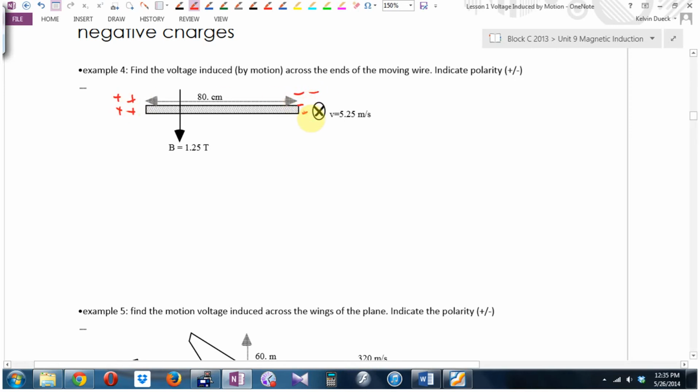How many volts? Because that's the first thing it asked, find the voltage. So the induced voltage is equal to BLV. It's equal to 1.25 Teslas, 0.8, 5.25 meters per second.